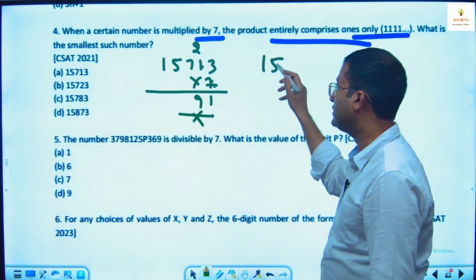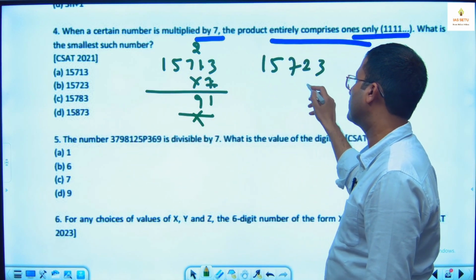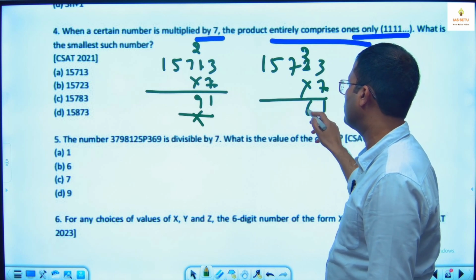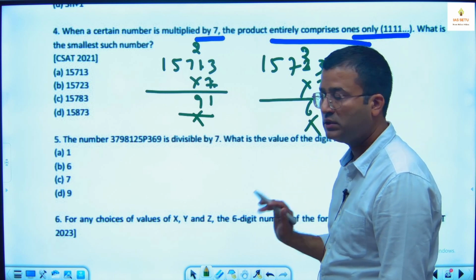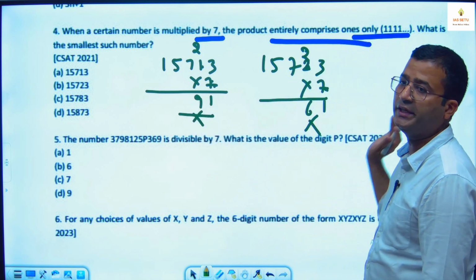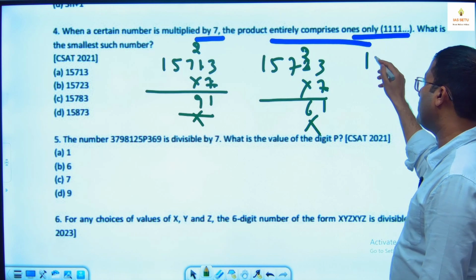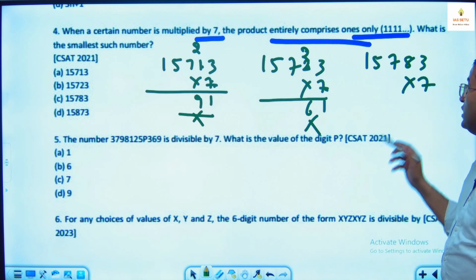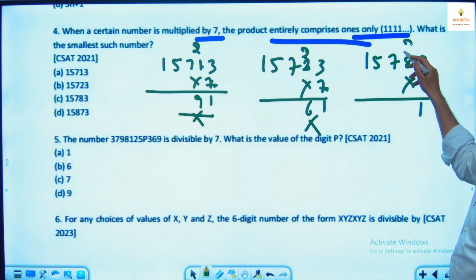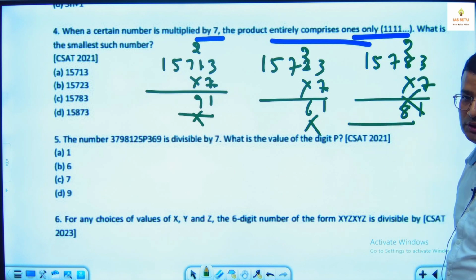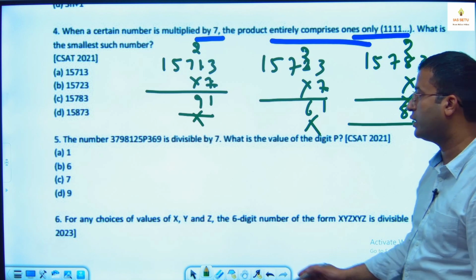Then I check second answer option 15723, multiply with 7, 7 3s are 21, 2, 14 plus 2 16. It is wrong. जैसे 1 के अलावा कुछ आएगा, it is wrong because it has to be ones only. Answer option C, 15783, multiply with 7, 7 3s are 21, 2, 56 plus 2 58. Wrong. Answer option D is the correct answer. You can check.